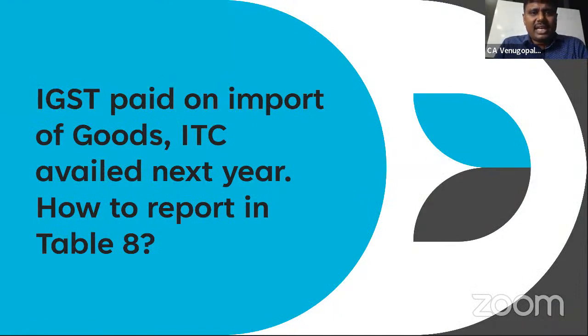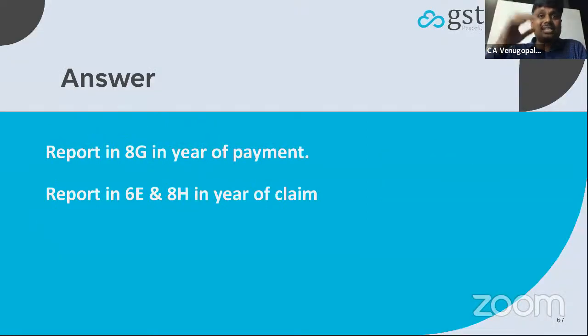The IGST has been paid on imports in the current year, but I have availed in the next year. So in 2A it is visible, but in 3B I have not taken. I have taken it in the next year. How do I report it and how do I handle it in table 8? Because the 8H is showing as lapse.